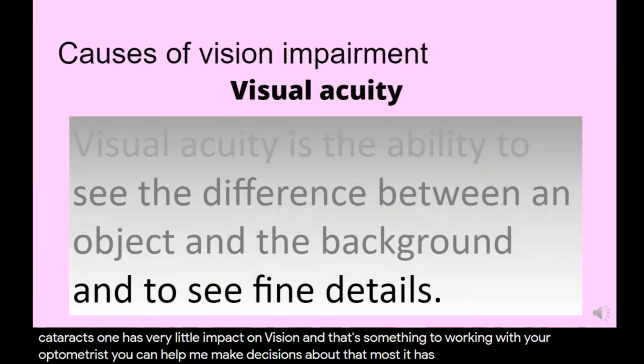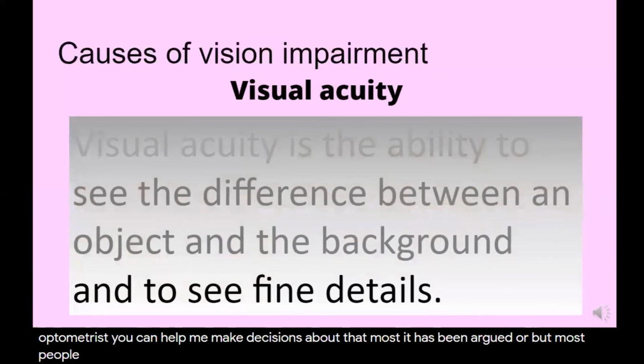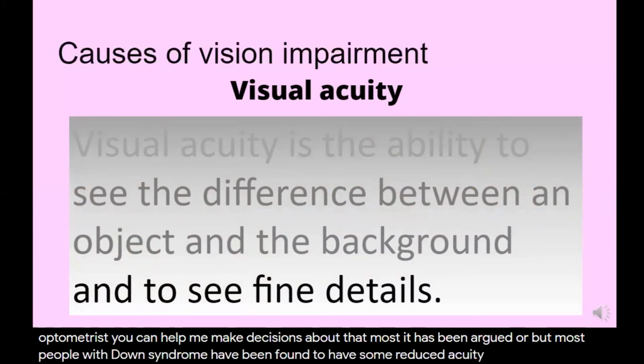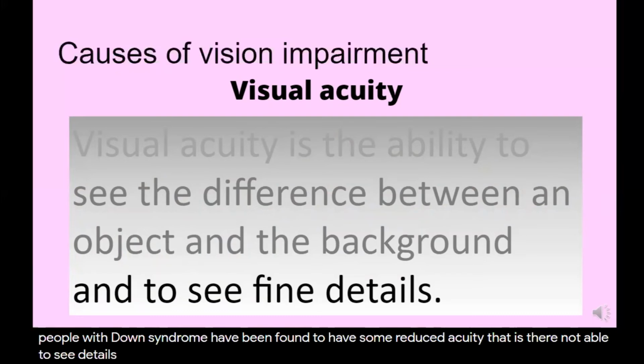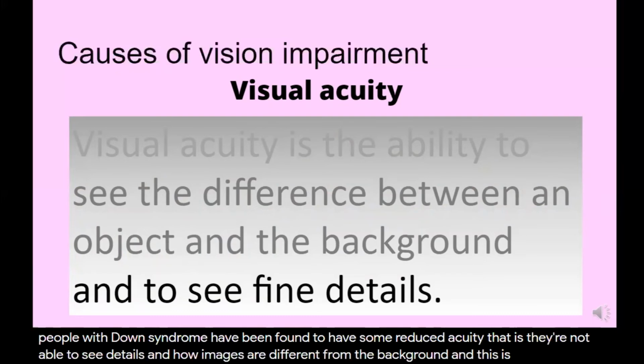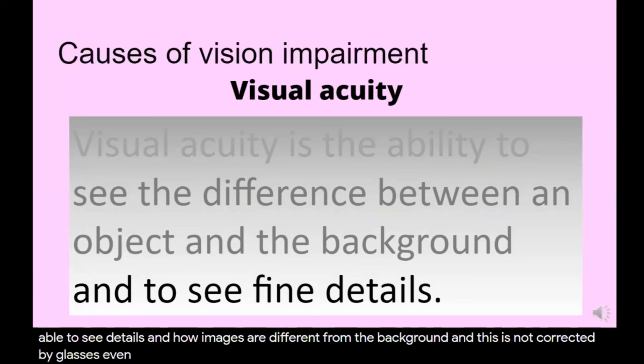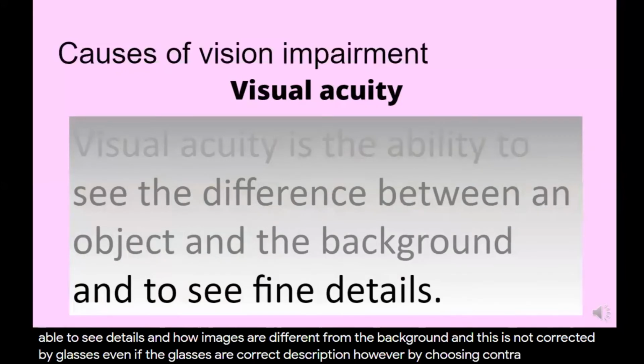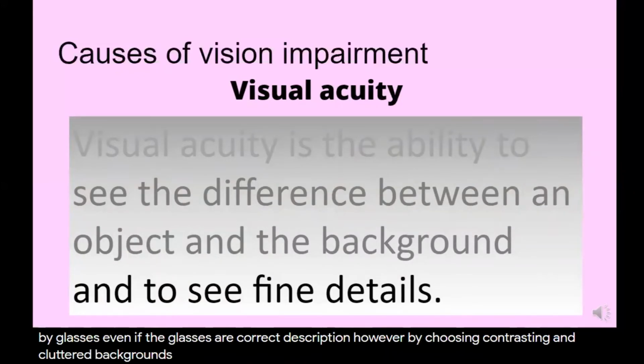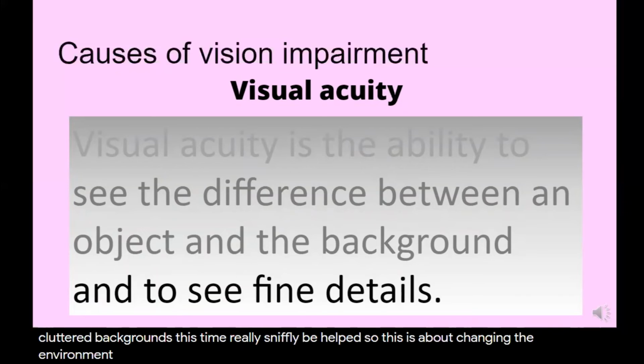Now, most people with Down syndrome have been found to have some reduced acuity. That is, they're not able to see details and how images are different from their background. And this is not corrected by glasses, even if the glasses are the correct prescription. However, by choosing contrasting and uncluttered backgrounds, this can be significantly helped. So this is about changing the environment for their vision.